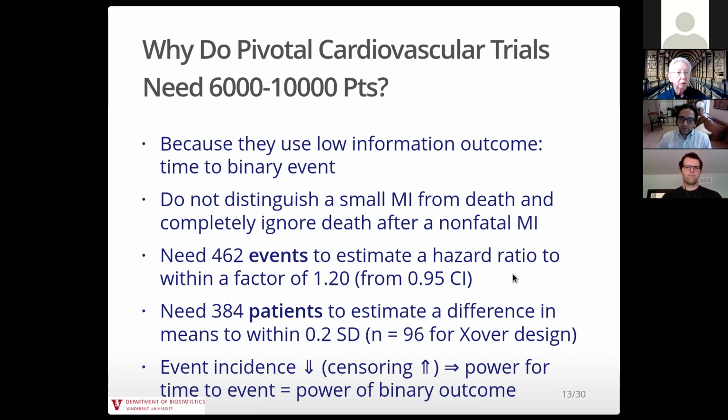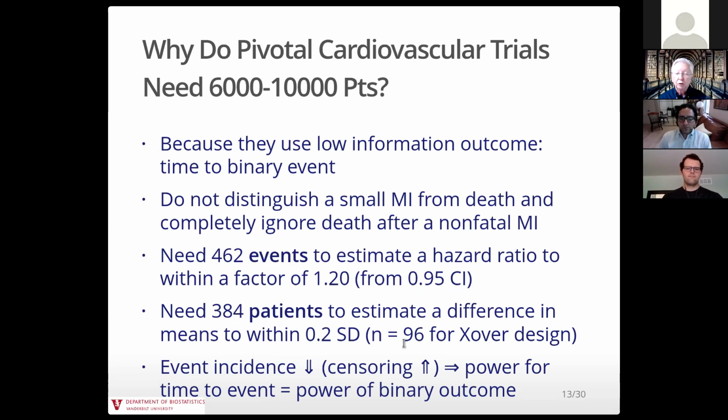What if you had a continuous outcome like ejection fraction or blood pressure? Instead of needing 462 events to estimate a difference to within 0.2 standard deviations, you need 384 patients. Now that's a lot fewer patients than this, because to get 462 events may require 10,000 patients to be followed. So 384 is a drastic reduction. That shows the richness of information in a continuous outcome.